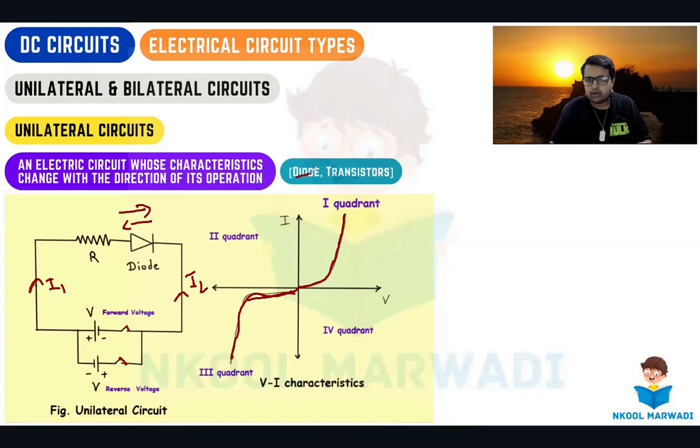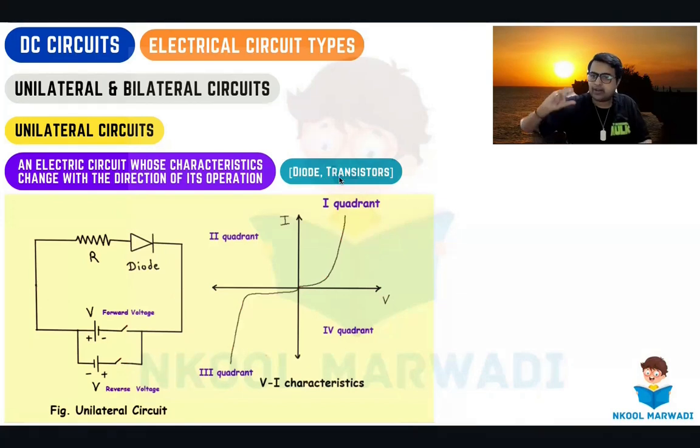And similarly, if I introduce transistors in a circuit, because in electronics transistors play a very important role, then also your circuit will become unilateral. All this we will discuss in some other lecture, like why diodes and transistors make the circuit unilateral. For that, first we will learn what a diode is, how a diode works, how a transistor works. Then you will get a clear picture of it.